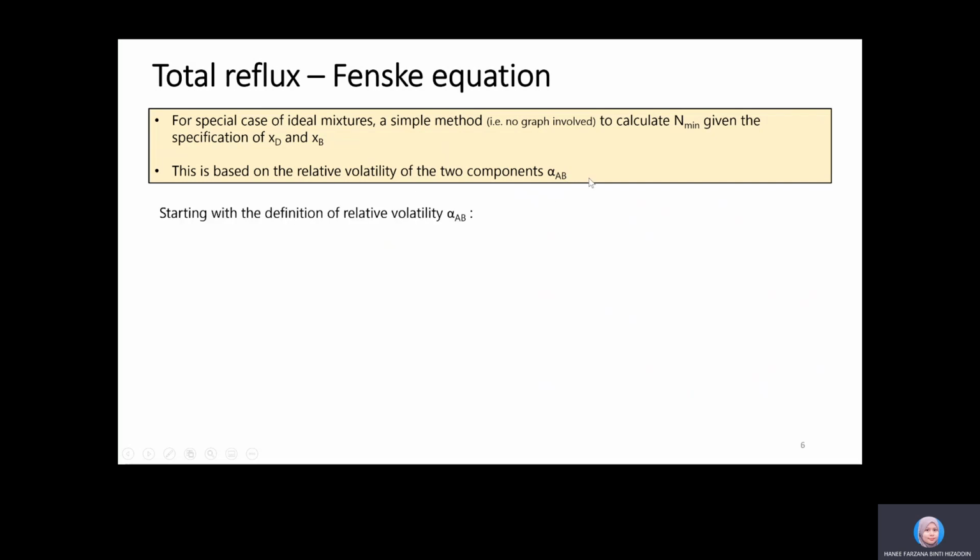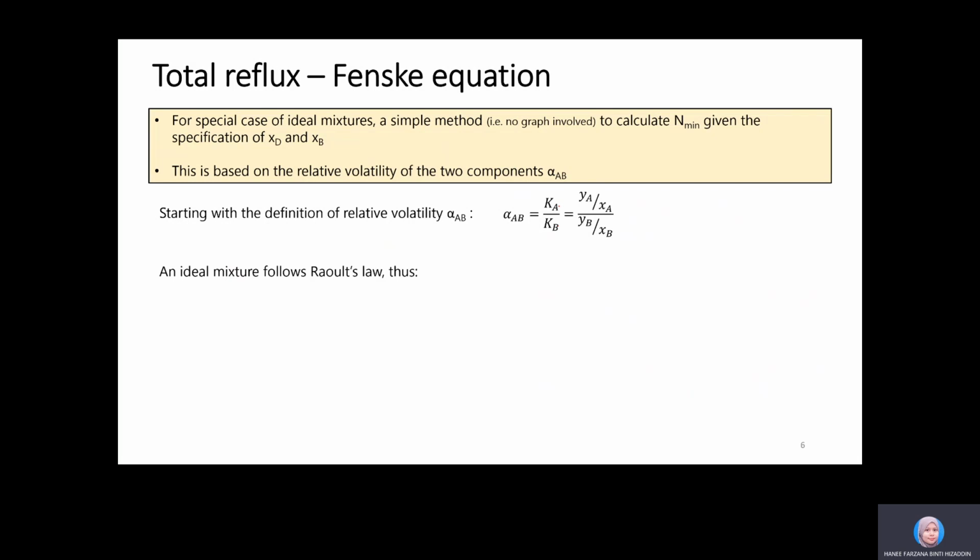Okay, so we start with the definition of the relative volatility alpha_AB. So alpha_AB, as you know, equals K_a over K_b, where K_a is y_a over x_a and K_b is y_b over x_b.